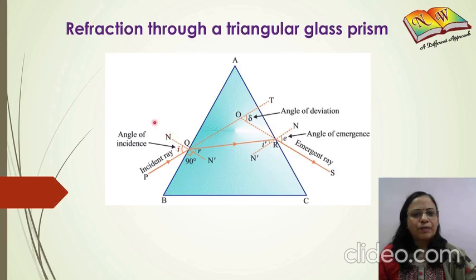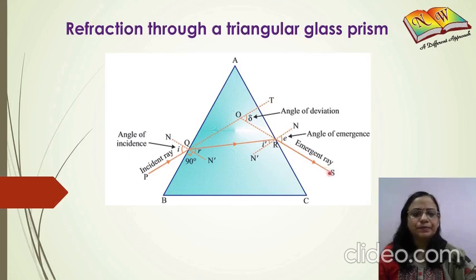And when it travels from air to glass, that is, from a rarer medium to a denser medium, the light ray will bend towards the normal. So the angle of refraction would be smaller than the angle of incidence. Similarly, when this refracted ray travels from point Q to point R, and then finally comes out of the prism in the form of ray RS, it again forms an angle with the normal, which is known as the angle of emergence.